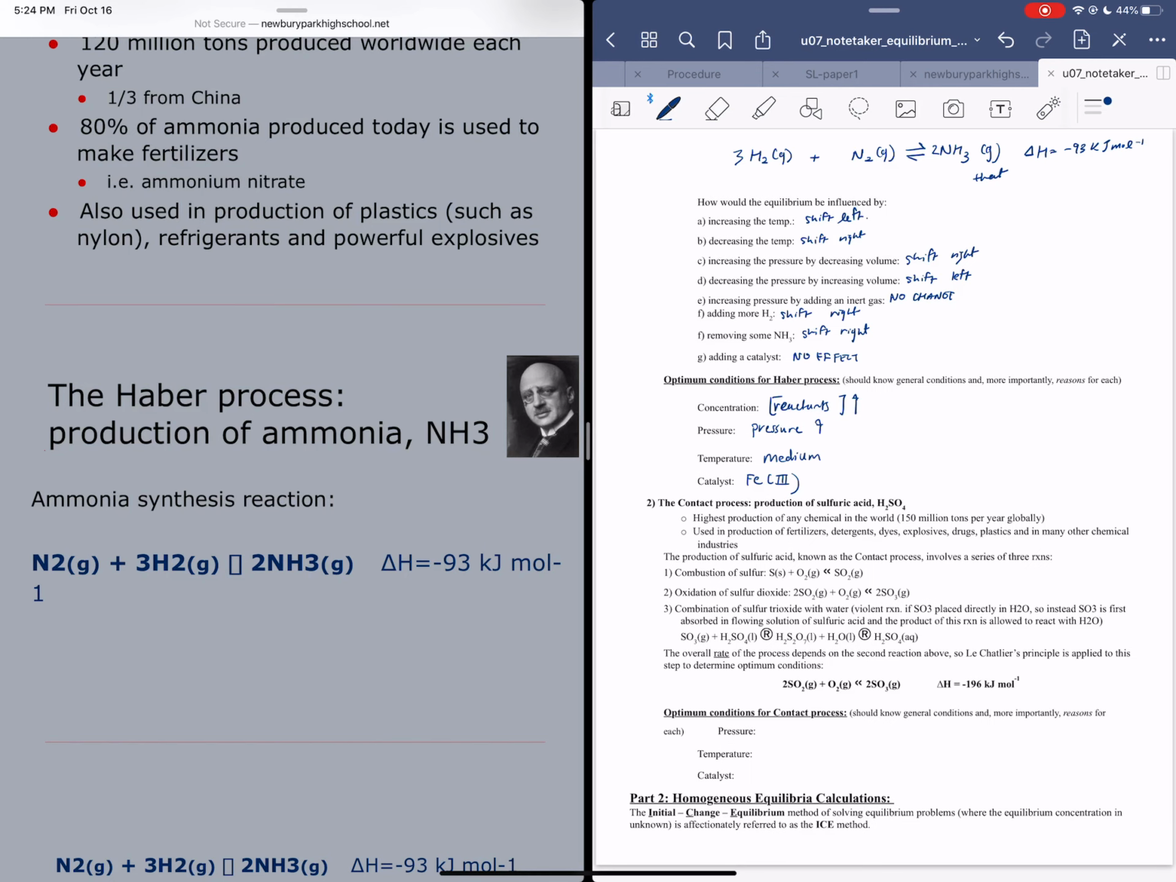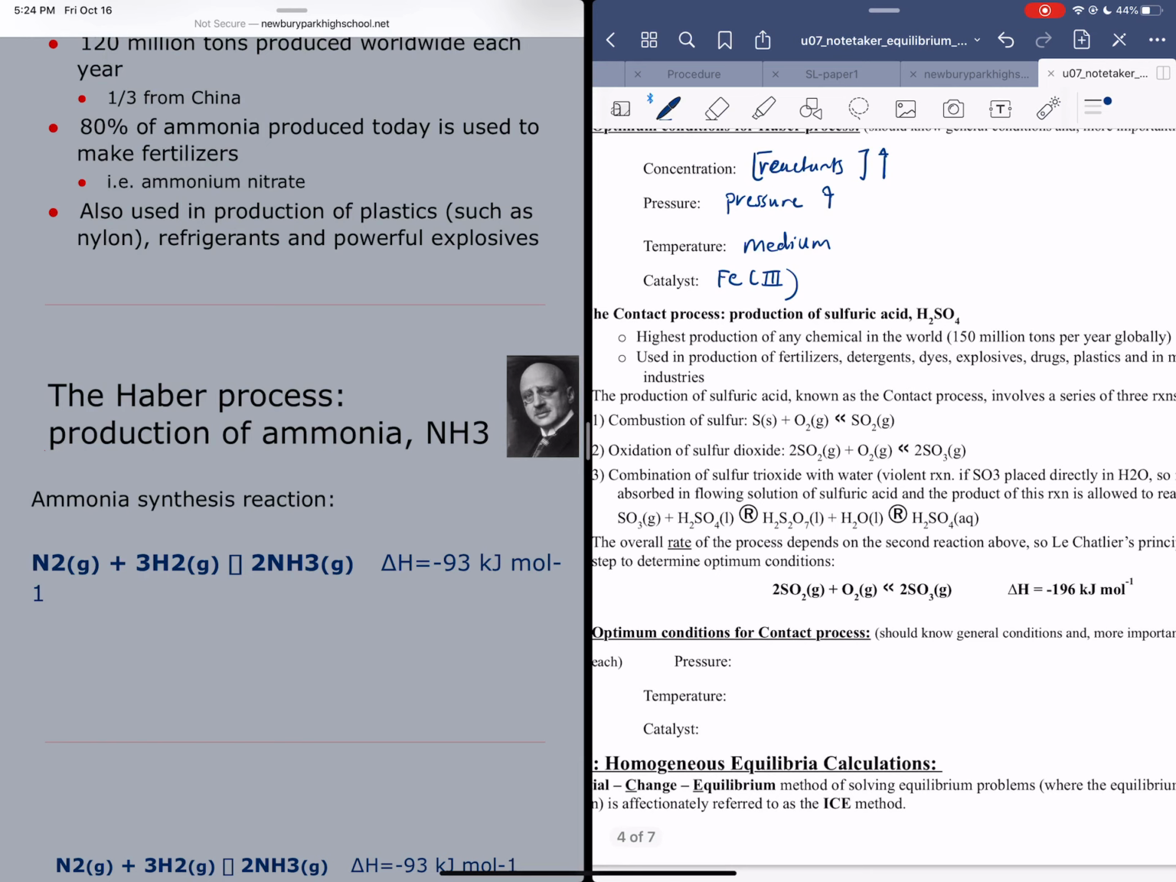The contact process. Do I want to go over this? I don't think we need to know this, so I'm not going to go over it. But for the sake of whatever, I'm going to still do it.